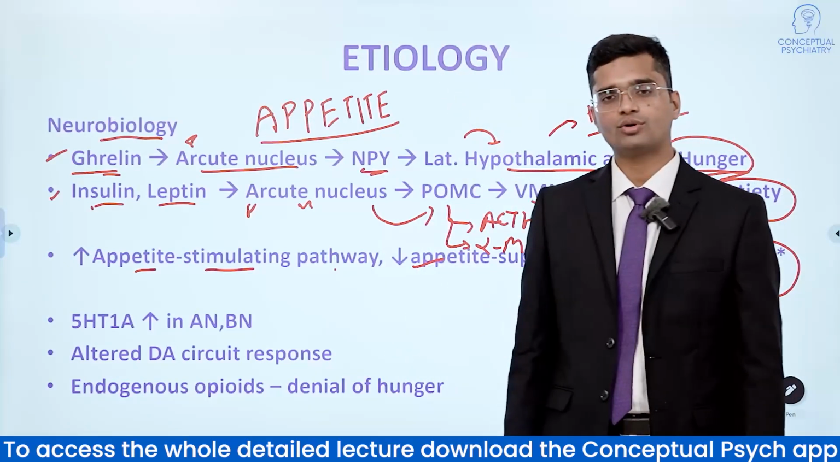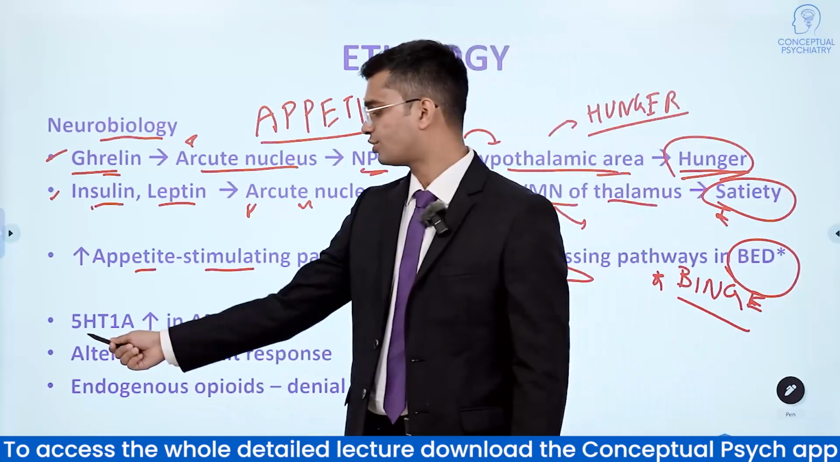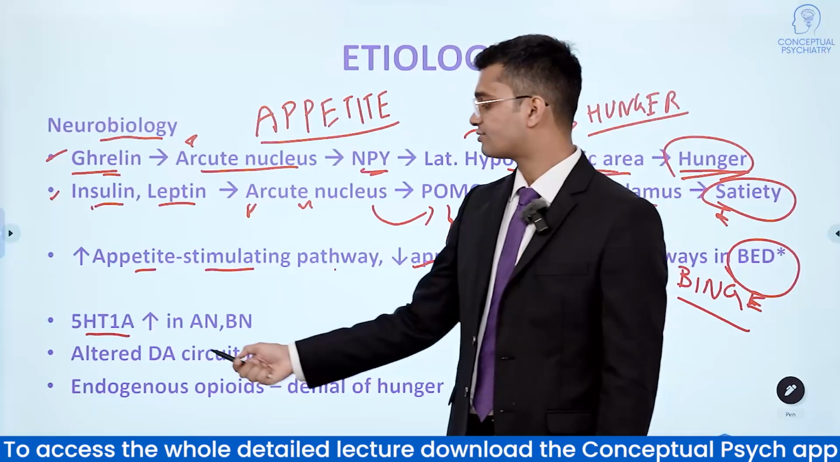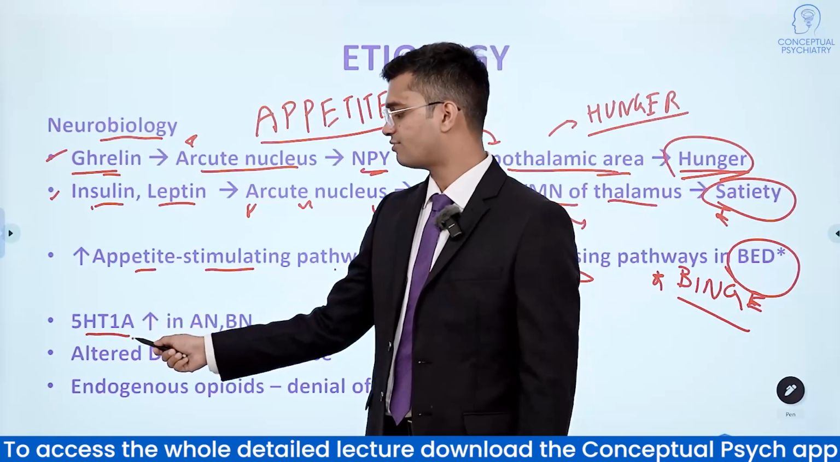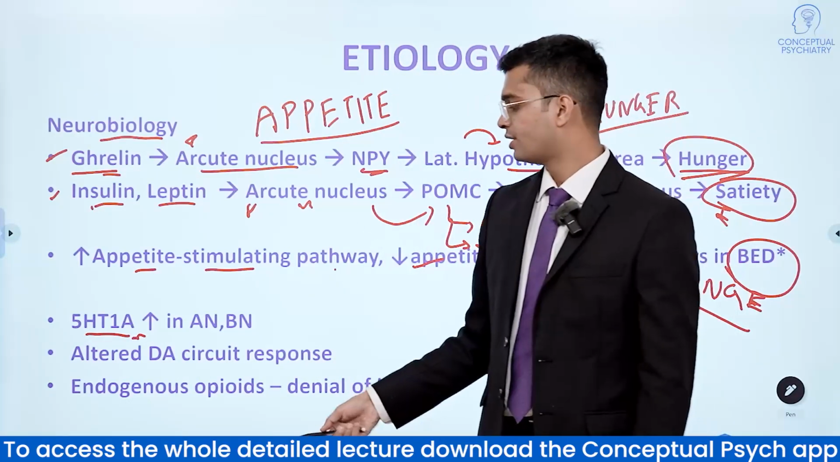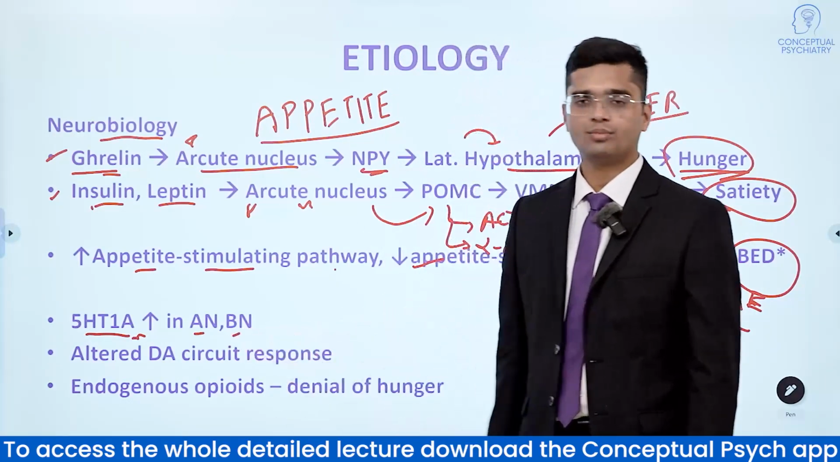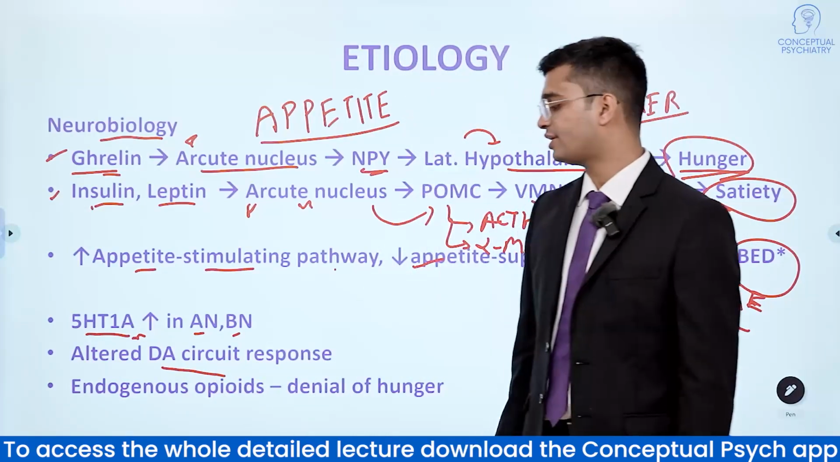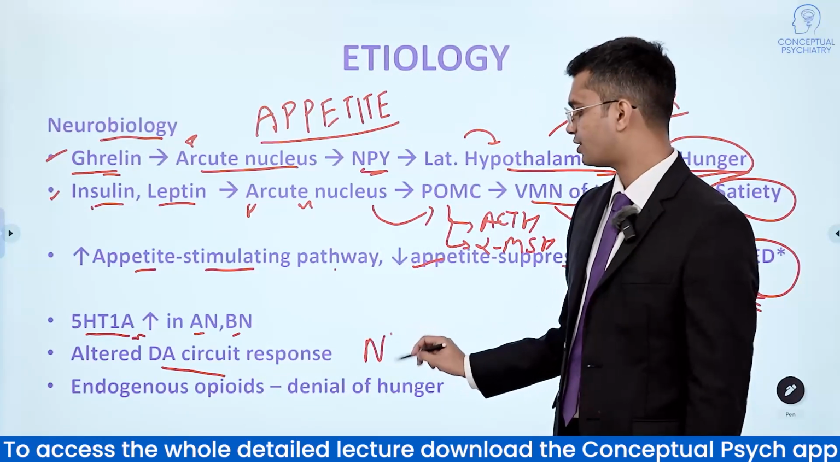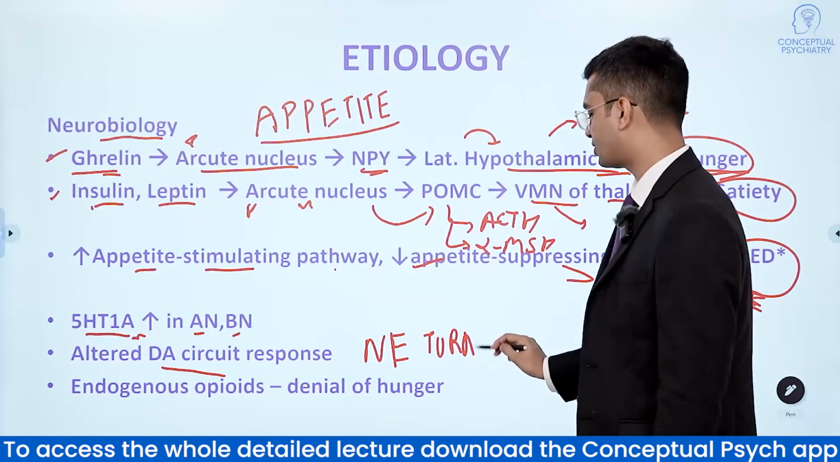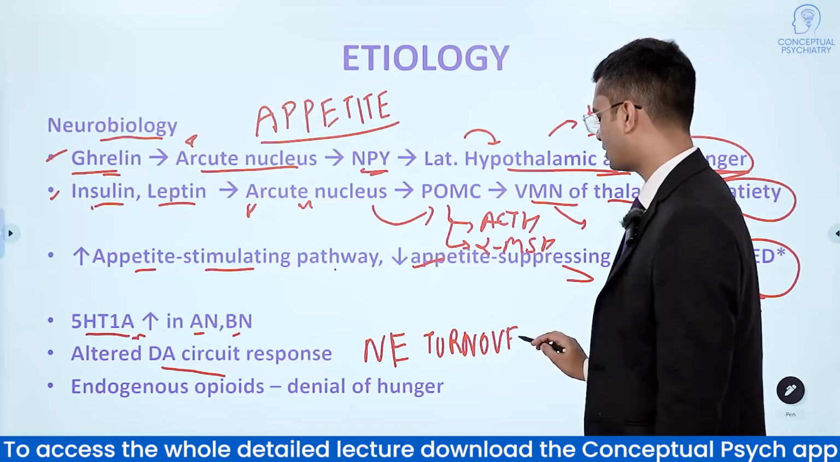Similarly, talking about neurotransmitters, serotonin has been involved also in the genetic factors, as well as at the receptor level. 5-HT1A receptors have been shown to have an increased number in patients with anorexia and bulimia nervosa. Similarly, dopamine circuitry is also affected, and norepinephrine turnover is also increased in patients of eating disorders.